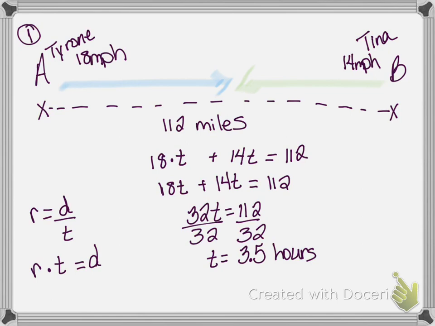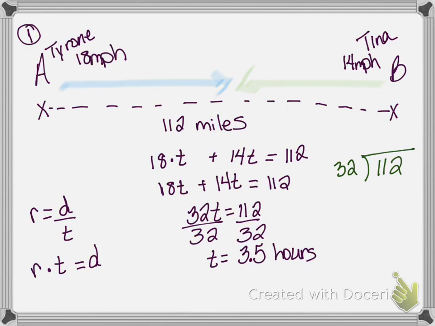Some students were getting confused on how to do that division. So let me just show you how to do that division right over here. 112 is going to go in the box, and 32 is going to go outside the box.